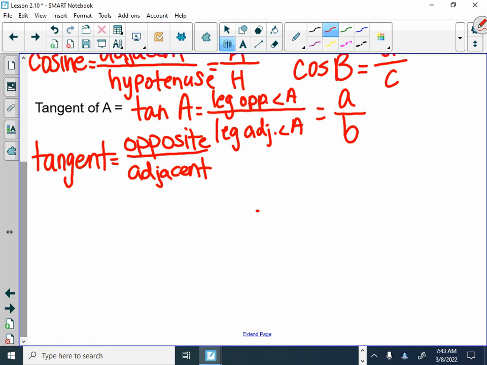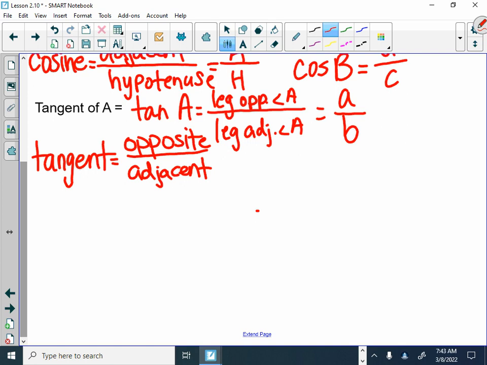So SOHCAHTOA, know it for the rest of your life. It'll come in handy on the ACT. You're definitely going to hear it in Algebra 2. You're definitely going to hear it in pre-calc. And if you take calculus, you're going to hear it in calculus. Here on out, SOHCAHTOA does not go away.